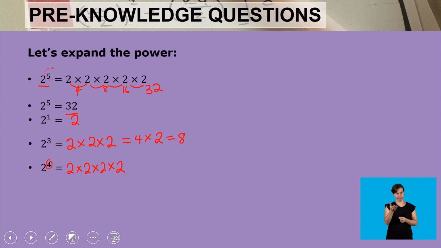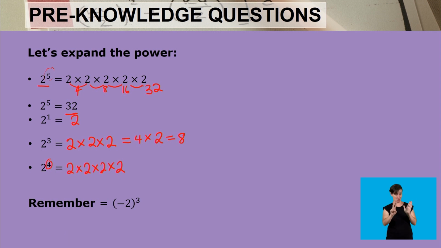And let's not forget that this also applies to our negative numbers as well. Remember, we are working with integers. So when we are looking at our negative numbers as well, if we have a negative 2 raised to an exponent of 3, what do you think that is going to look like? Yes, that means we are going to take negative 2 and multiply it by itself 2 times. So that is negative 2 multiplied by negative 2 multiplied again by a negative 2. And that is how we would expand that power there.